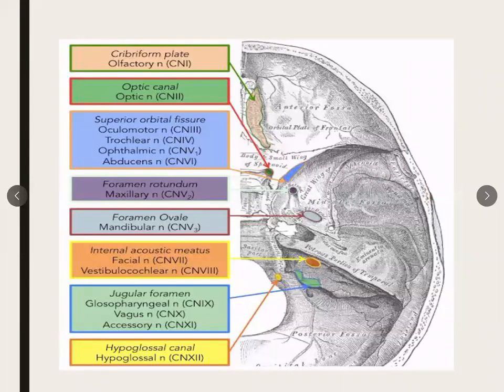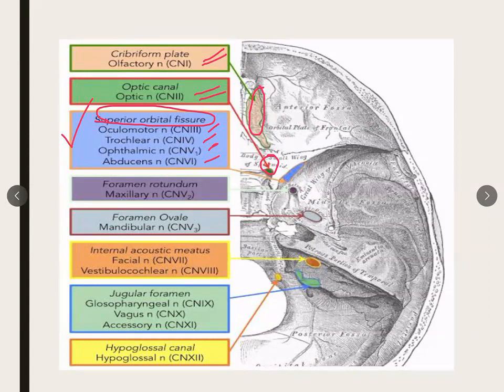For example, here your cribriform plate for cranial nerve number 1, the optic canal for cranial nerve number 2. We have here the superior orbital fissure, where cranial nerve number 3, 4, 6, and the ophthalmic branch of cranial nerve number 5 will exit. Just remember that cranial nerves that will enter the eye will pass through the superior orbital fissure.